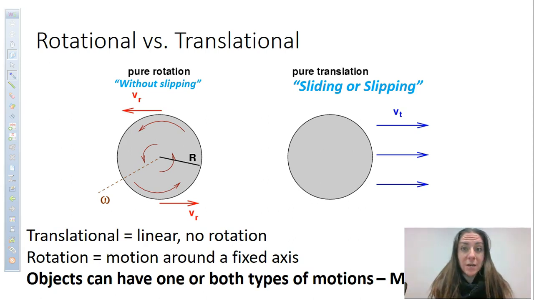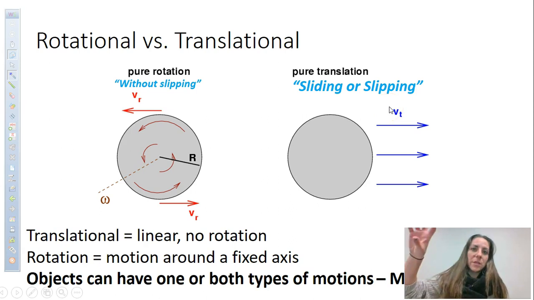Now, in real life, you could have a combination of both rolling and slipping, just because of the nature of the friction on the system, but we're going to just talk about just rotating. There's no slipping, there's no catching of that. So that's why you might see pure rotation without slipping. Then you have pure translation, again, slipping or sliding.